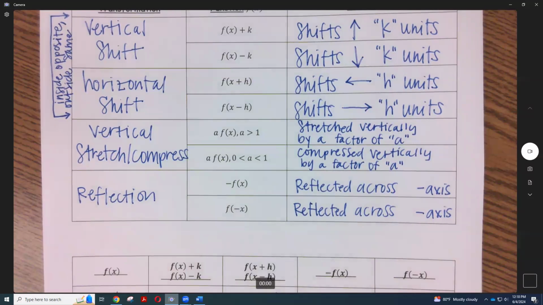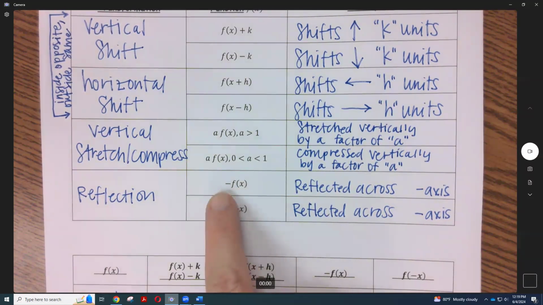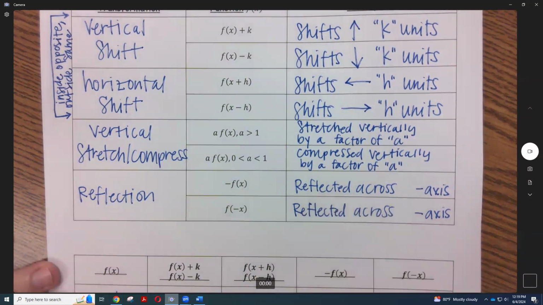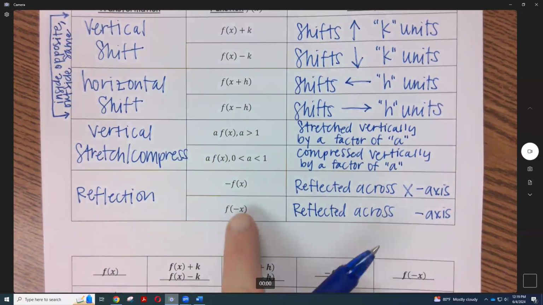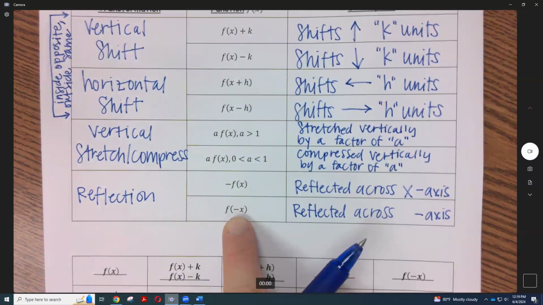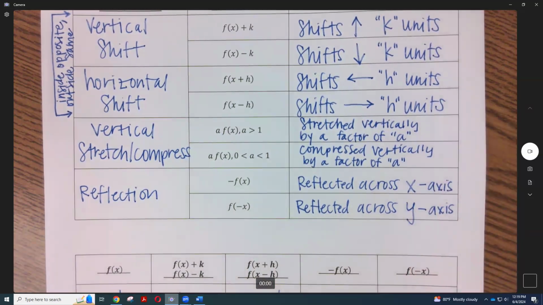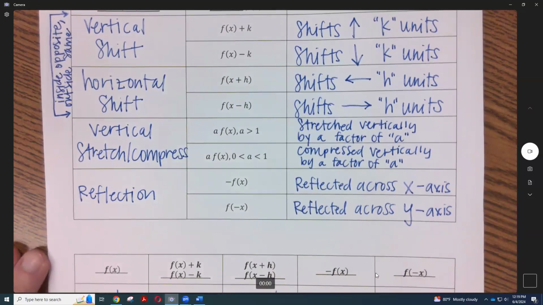And then lastly, we're going to talk about reflection. When you have the negative function, so negative f of x, where that negative is on the outside, that is going to be reflected across the x-axis. When you have that negative inside of that function, f of negative x, that is now being reflected across the y-axis. So let's look at what that looks like, and then we're going to finish this table down here.